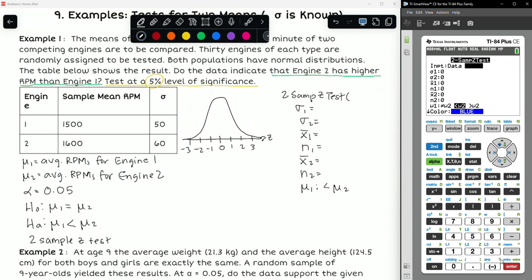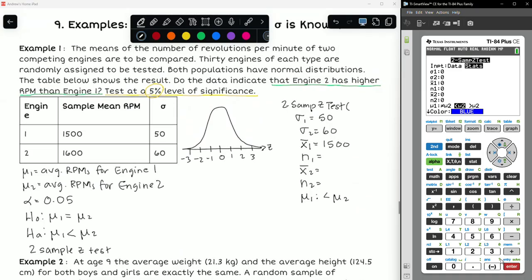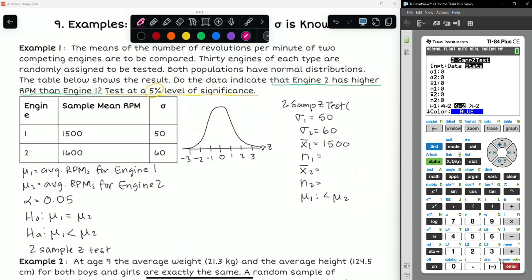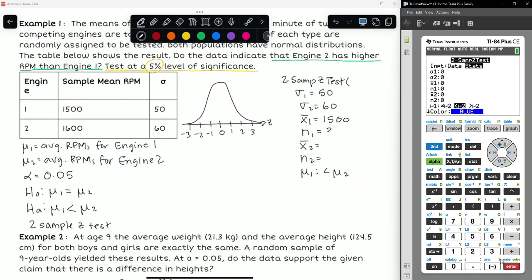So let's go ahead and fill this out really quick. So engine 1 had a standard deviation of 50, engine 2 was 60. Engine 1 had a sample mean of 1500, and I was told that 30 engines of each type were randomly assessed. So for both of these n's, I know it's 30. Sample mean for engine 2 is 1600 with a sample of 30. And if I do this, it should spit out a test statistic and a p-value.